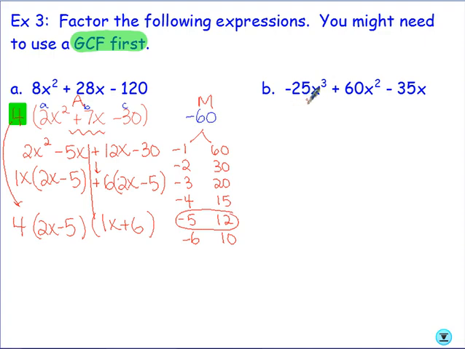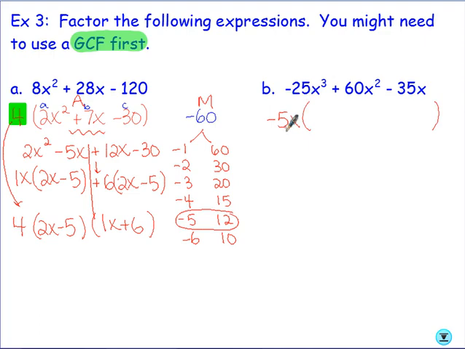What can negative 25, 60, and negative 35 all be divided by? Well, they're all divisible by 5, but because this is negative, we're going to make it a negative 5. However, there's something else different here. Look at this 3, this 2, and this x. Every single term has an x, and we've never seen x to the third. That means that you need to put an x here as well.